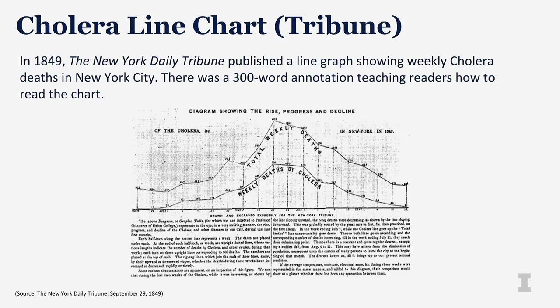At that time, a bigger obstacle than the production difficulties was the Tribune's readers themselves. It is unlikely that everyday New Yorkers in the 1840s would have been familiar with statistical graphs. Therefore, the New York Daily Tribune writer wrote a 30-word annotation underneath the chart to teach readers how to read a line chart. The annotation doesn't just describe the information the chart is conveying, but guides the reader on how to read a line chart.